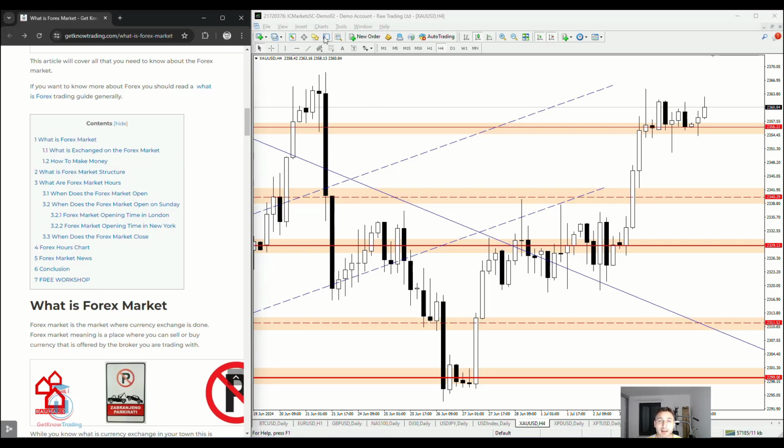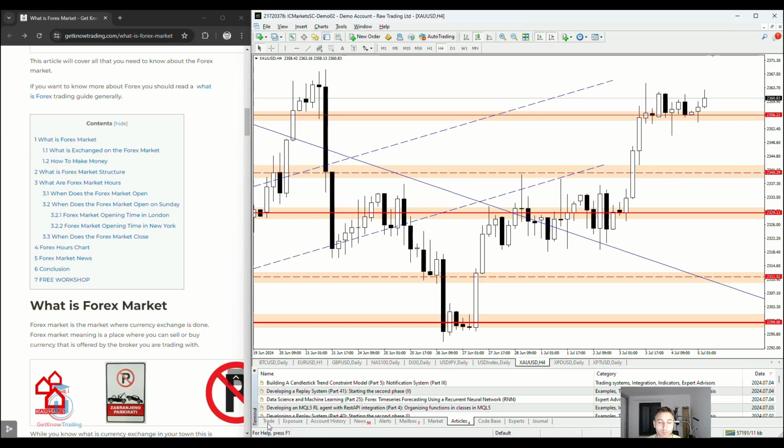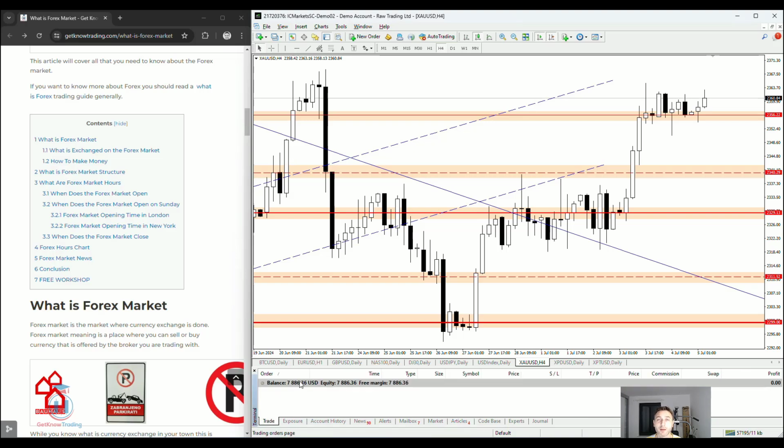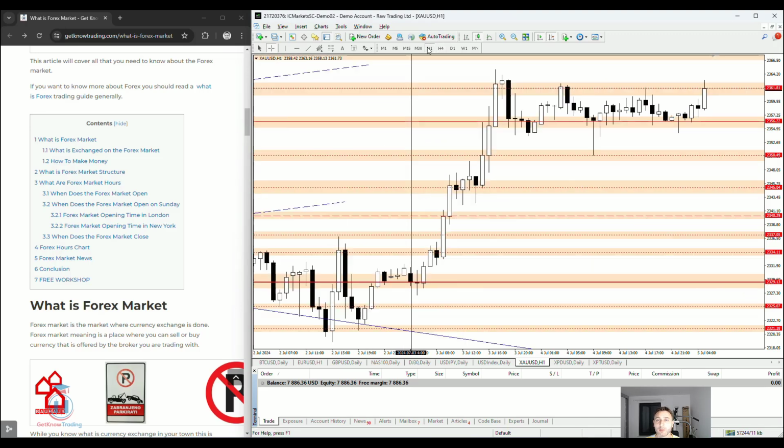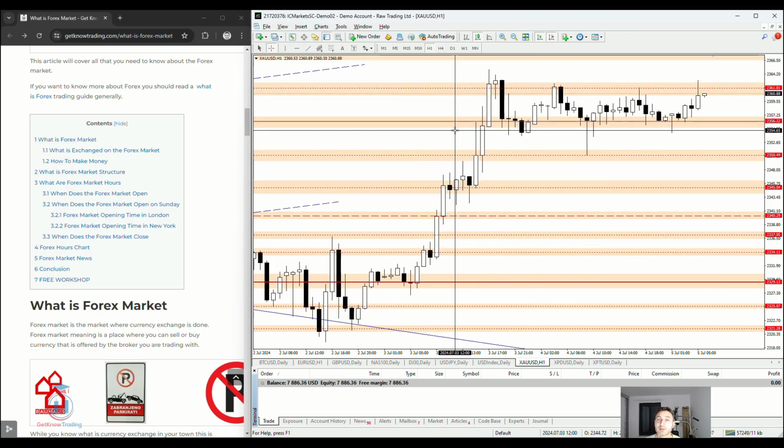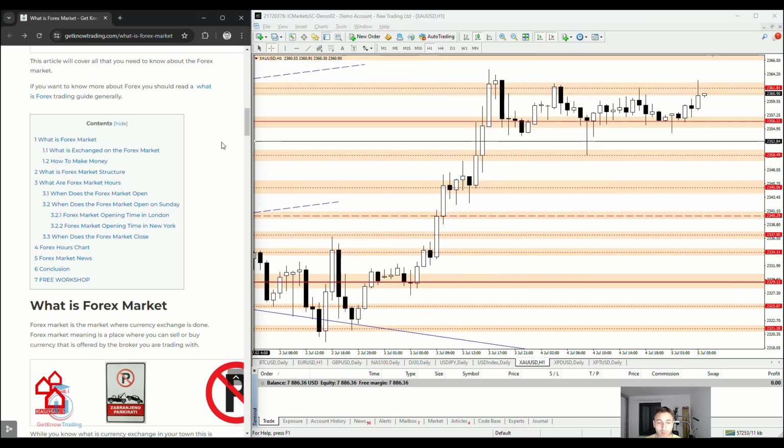Then on the right side I have here a demo account with $8,000 on my trading account, and I would like to use this chart just to show you trading examples so you can understand what is Forex market while I am explaining to you more details about the Forex market. I will use gold against US dollar on the 4-hour time frame and also 1-hour time frame just for your information. Now let's start with this topic.